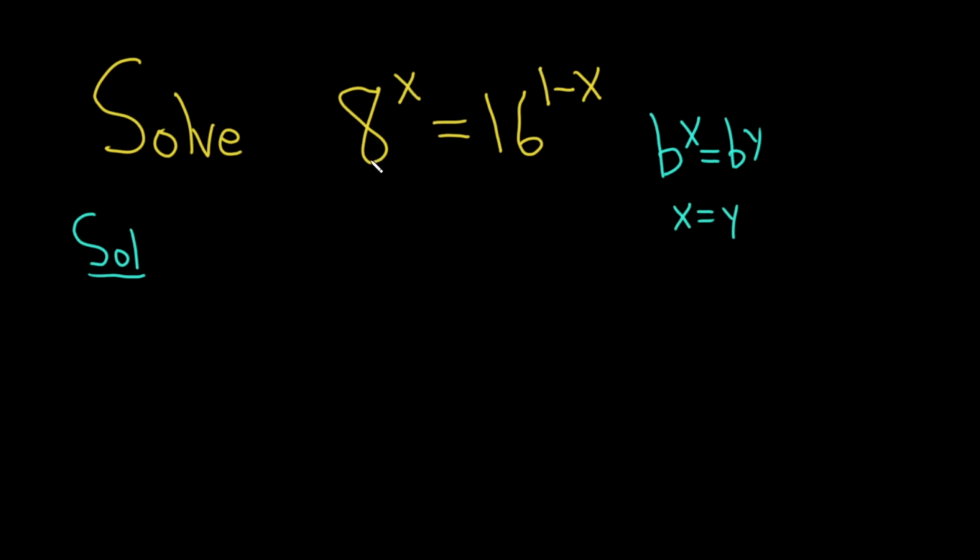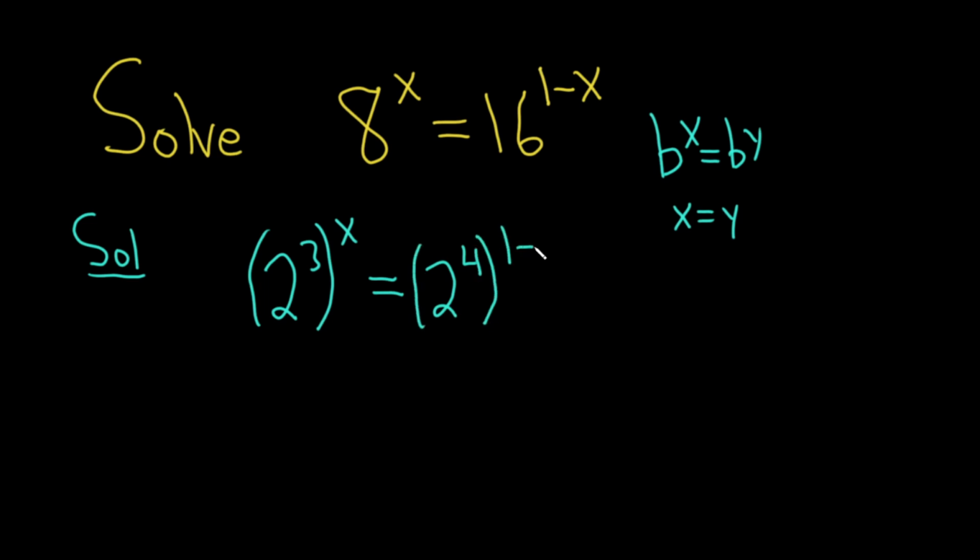So 4 doesn't quite work because I can't think of a power that we can raise the 4 to get 8. Also 8 doesn't work because of the 16. So I think 2 will work. 8 is 2 cubed, so we can write this as 2 cubed to the x, and that's equal to, and then the 16, you can write that as 2 to the 4th. And this is to the 1 minus x.